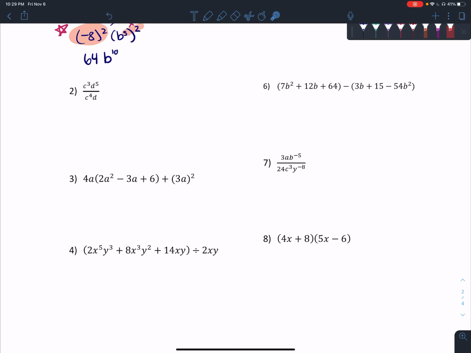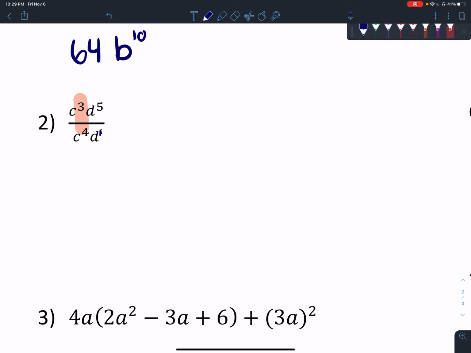Okay, moving on to number 2 here, we have c^3 d^5 over c^4 d. Here we have a division, so we are going to be subtracting our exponents. This d has a 1. I'm just going to zoom in. There is an invisible 1 exponent here on the d at the bottom. You have to remember that that's there. So these are all going to get subtracted.